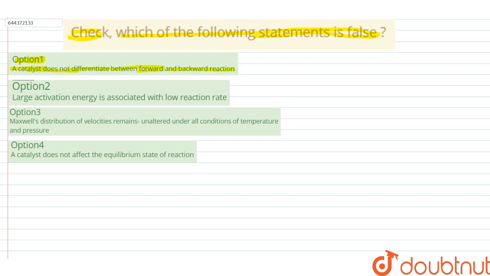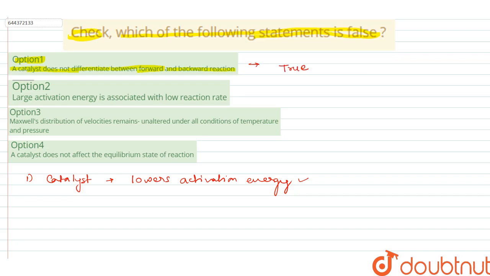So this statement is true because what is the role of the catalyst? A catalyst in any reaction lowers the activation energy of the reaction. It does not have any effect on whether the reaction is forward or backward. It has no relation to it. It only lowers the activation energy. So option 1 is true.